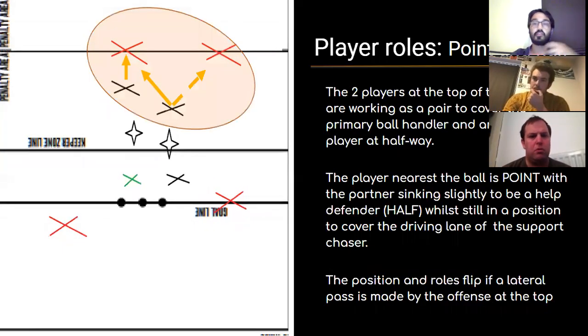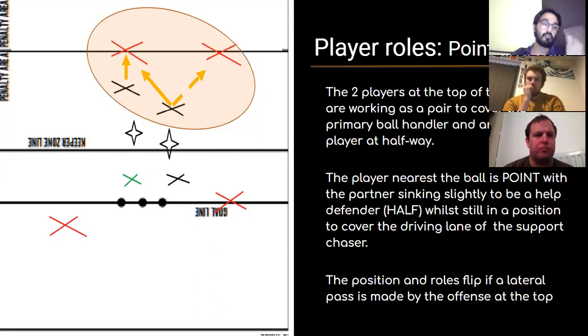Okay, so player roles. Those two players at the top, in the pink circle, you can see the zone of influence of the pitch that those players really care about. We are assuming that the ball is on the defensive left-hand side of these two. Our two chasers up top are working as a pair. They are basically going to move and man cover the ball. So if the ball moves left between those two, they'll move left. If the ball moves right, they'll move right.